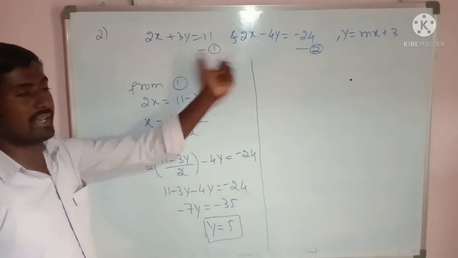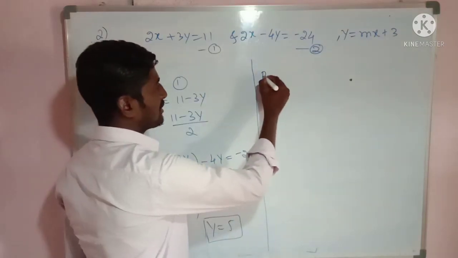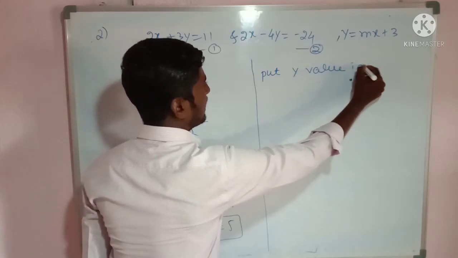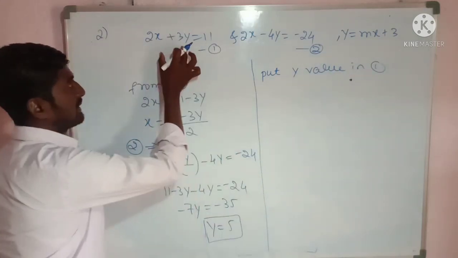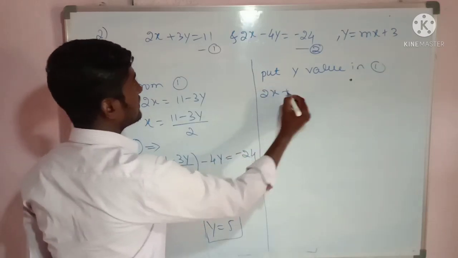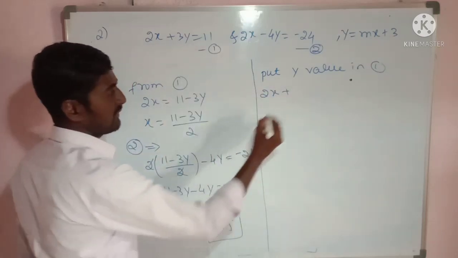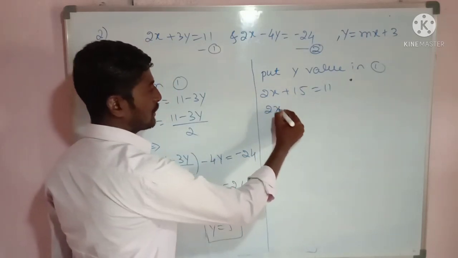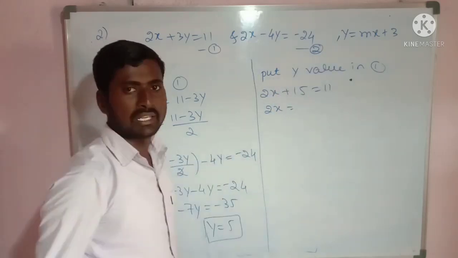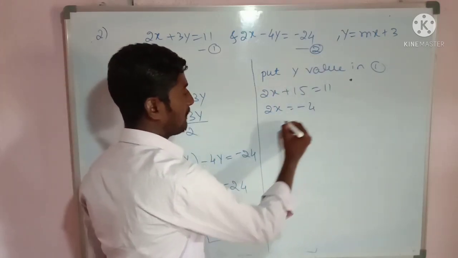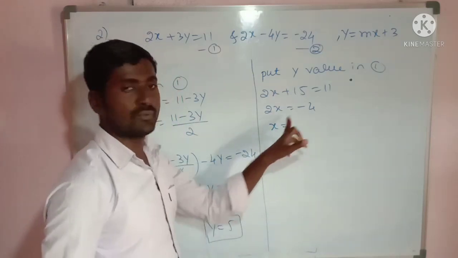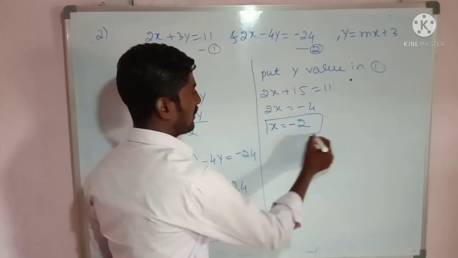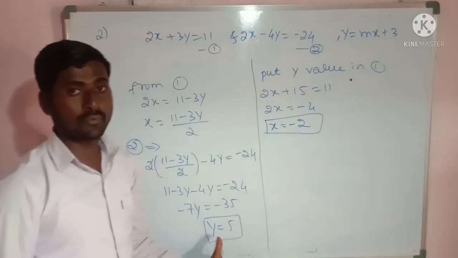Now I have to find the value of x by substituting a y value in equation number 1 or 2. Put y value in equation number 1. So that is 2x plus 3y. 3 into 5. 5 3s it is 15 is equal to 11. 2x is equal to 11 minus 15. That is how much? Minus 4. Now x is equal to minus 4 divided by 2. That is equal to minus 2. So I got the value of x as minus 2 and the value of y as 5.